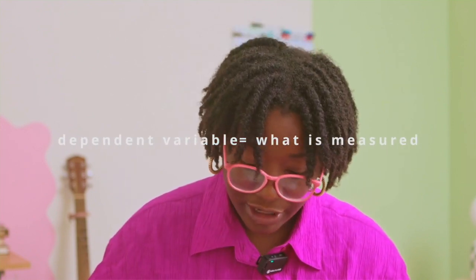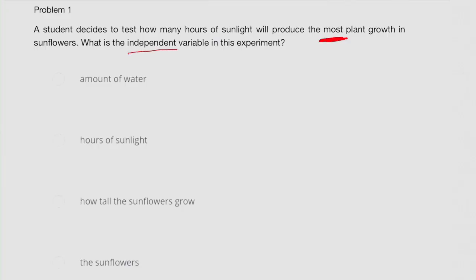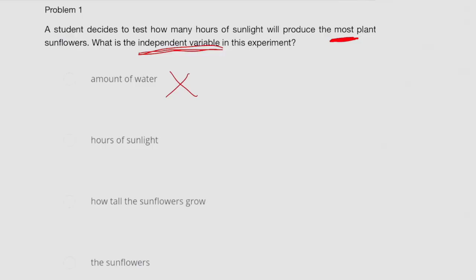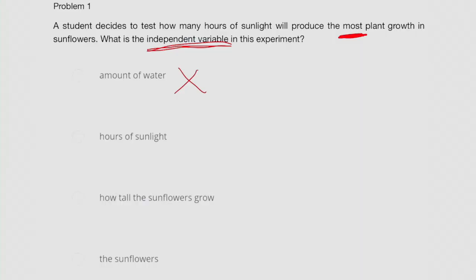So if we look here at our answer choices, which one of these 4 choices am I changing within that experiment? Well, let's think about it. We're not really changing the amount of water we're giving the plants. It is definitely not option 1. Option 2, hours of sunlight. We are testing how many hours of sunlight will produce the most plant growth in sunflowers. So that means that what I change is the hours of sunlight in order to see how that affects plant growth. So that means that our answer choice is B. All right, let's keep going.